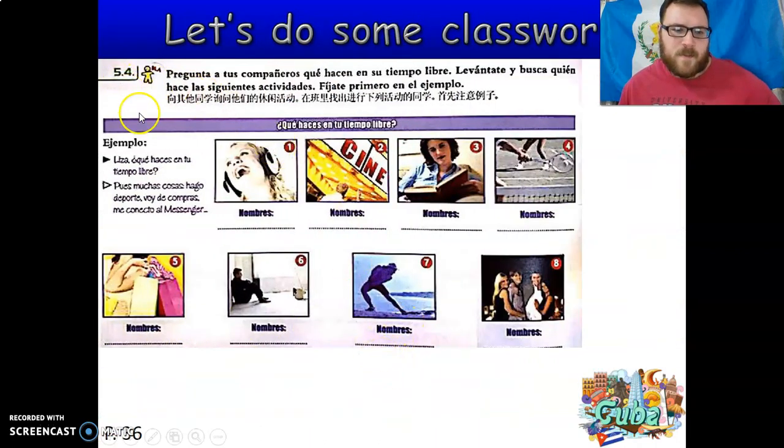Then we have another activity, 5.4 on page 36. If we were in class, we would do this one. Ask your classmates what they do in their free time. Get up and look for who does these kinds of activities, and then write their name below it. Here he has a sample dialogue. Lisa, ¿qué haces en tu tiempo libre? So, Lisa, what do you do in your free time? Pues muchas cosas, many things. Hago deporte, voy de compras, me conecto a Messenger. Then you write the name of your classmate below this picture.